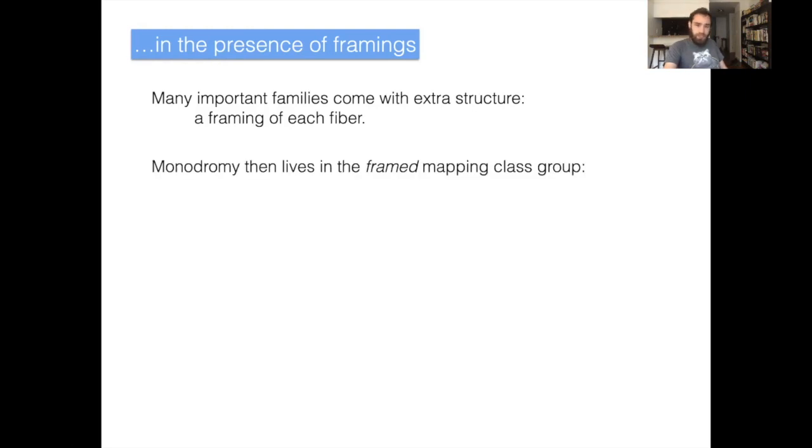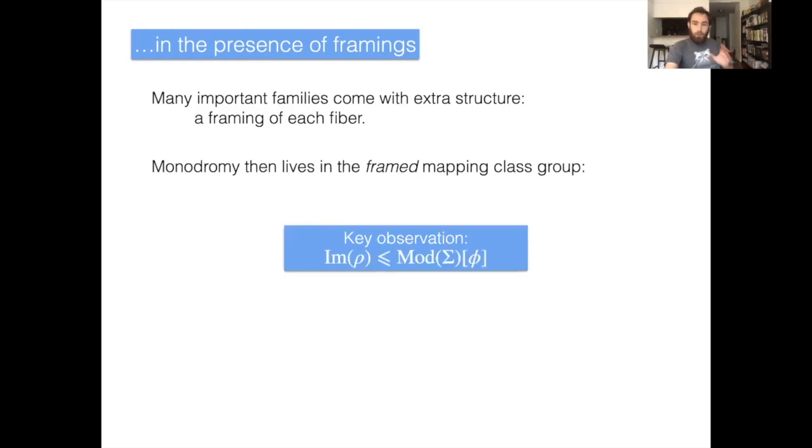So the observation is that if every fiber comes with a canonical framing, then the monodromy doesn't just live in the mapping class group, it lives in the stabilizer of the particular framing that exists fiber by fiber. So here's the key observation. If you have a framing of each fiber, your monodromy is valued not just in the mapping class group, but in the framed mapping class group.